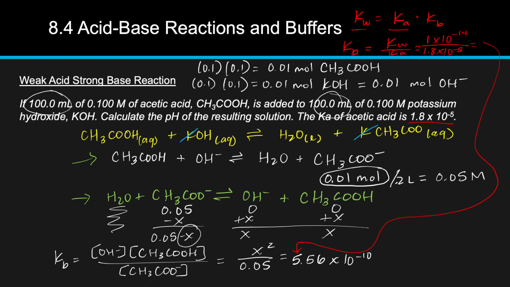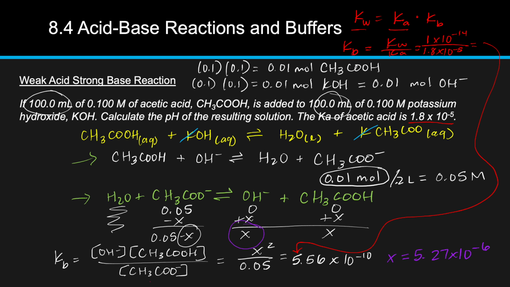So now that I have that, and it's equal to my expression, I can go ahead and solve for x. And remember, x is going to give me my concentration of hydroxide ions. So solving for x, I'm going to get 5.27 times 10 to the negative 6th. And from there, that means I have the concentration of hydroxide ions.